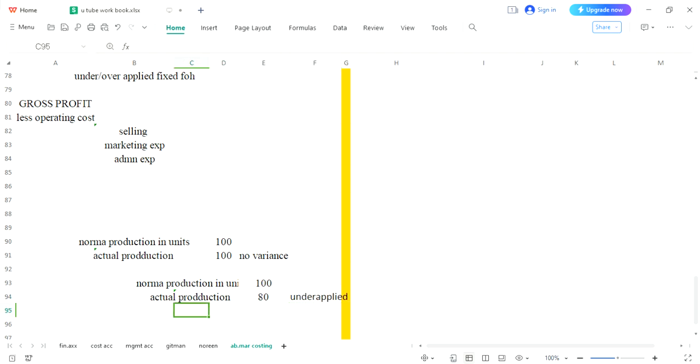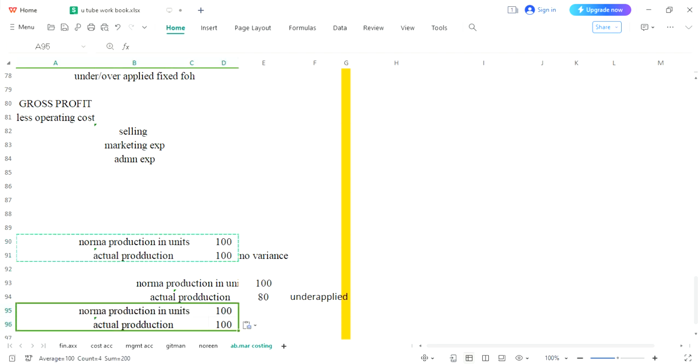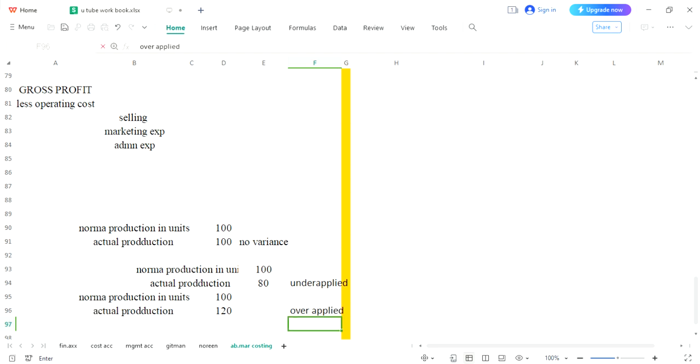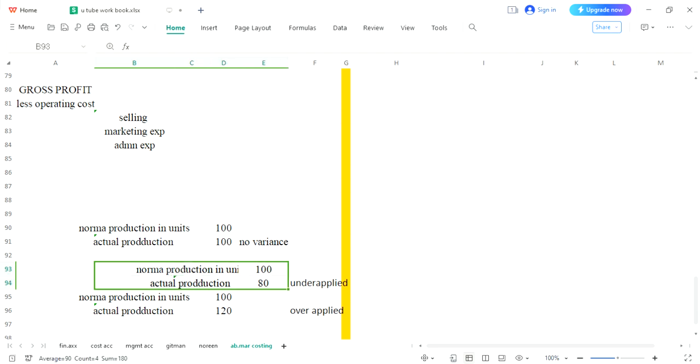And in case your normal production was 100 but you have produced 120 units, it means you have produced more units than normal, and it would be called over applied production. So hopefully you have understood this phenomenon, and I need you to understand it in a very proper manner.